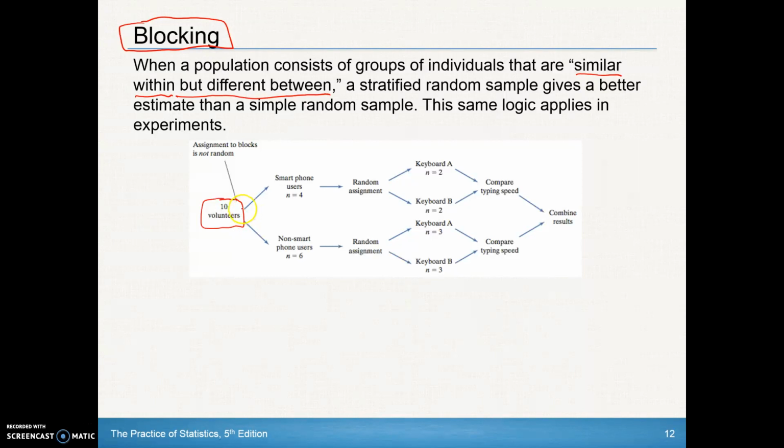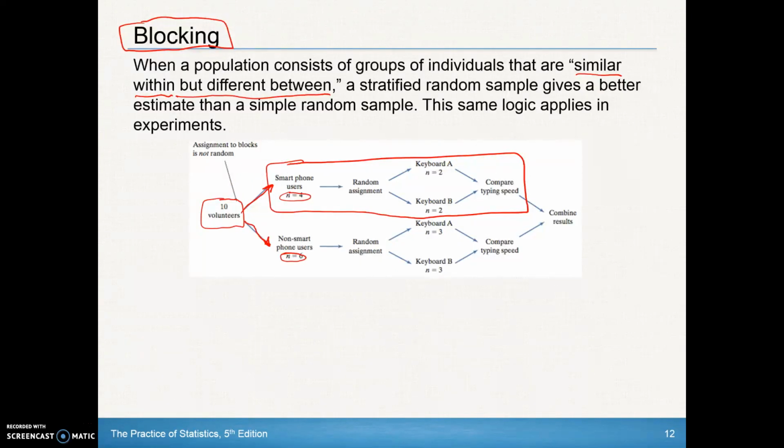Of the 10 volunteers, we've got people that are smartphone users, and we've got people that are non-smartphone users. On a side note, I'm a little concerned about the small size here in order to satisfy replication, but that's just a little side note for now. Once we block on the different groups that we can separate the 10 volunteers into, the rest of this design is really just our comparative random design.